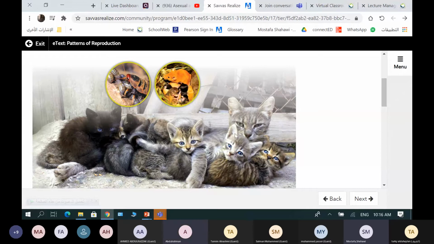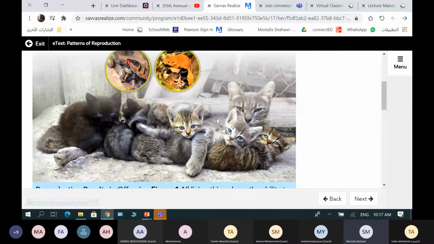What's the main idea of this picture? Yes, go ahead. You can answer that you inherit some from your dad and some from your mom. Bravo. In sexual reproduction, we inherit some properties of the male parent and some from the female parent. Very good.